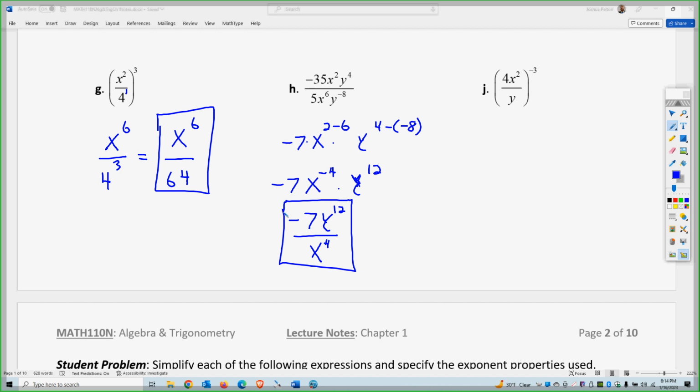Okay, so keep in mind whether it's a variable or a number, a constant, you're always to the first power by default if nothing's written. And if there's an exponent around parentheses, it needs to go to everything inside, and the power to power rule is multiply.